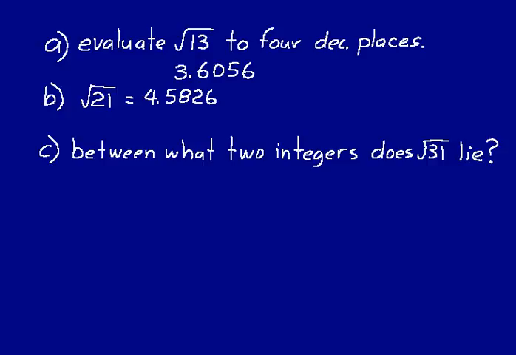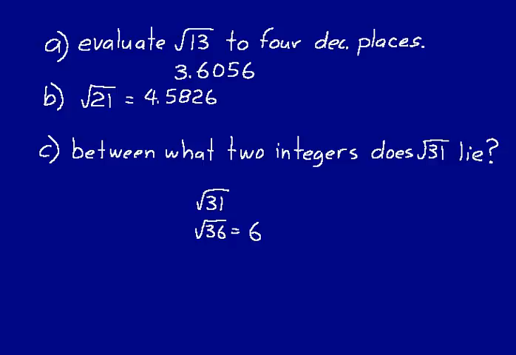Let's do another type of problem. In C it says, between what two integers does the square root of 31 lie? So what you have to do here is think of numbers that you know the square root of, one that's smaller and one that's higher than the square root of 31. Think of a number higher than 31 that has an integer root. That would be 36, right? The square root of 36 equals 6.